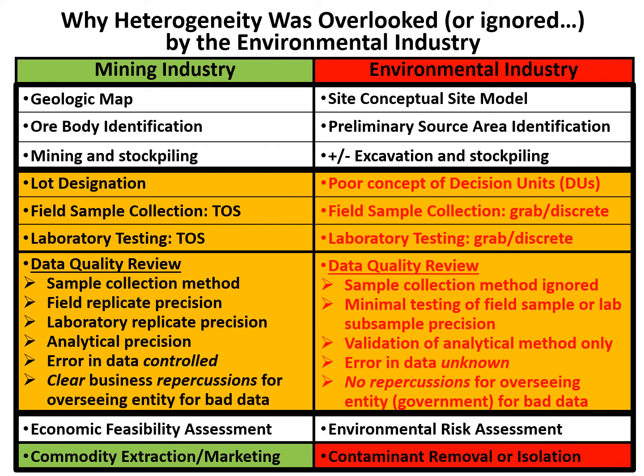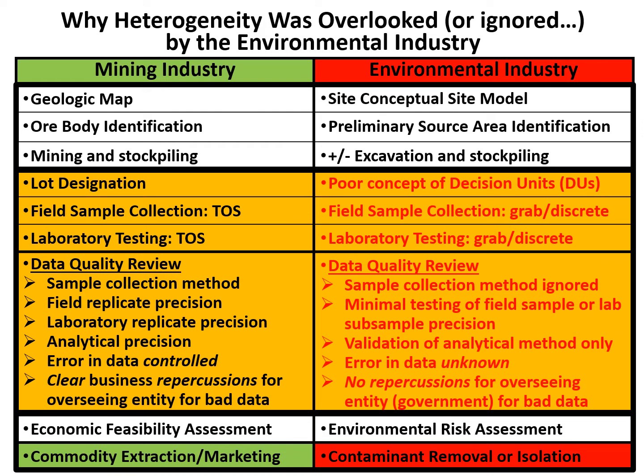I compare this to what happens in the environmental industry. There's really, at least until recently, very poor concept of what a decision unit is. We think of exposure areas, but in general, doing investigations in the field, we don't really think of decision units and areas that your sample is supposed to represent. The field sample collection method, just discrete grab, is not very well discussed at all. And how you collect a sample in the field, just put a handful of dirt in a 4-ounce jar and you're done. Same thing at the laboratory.